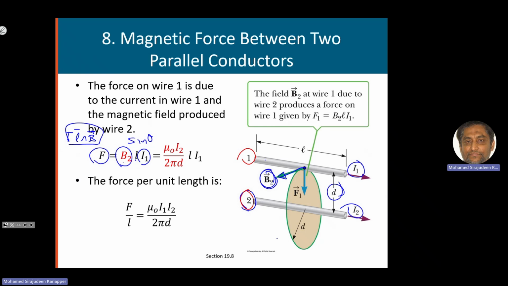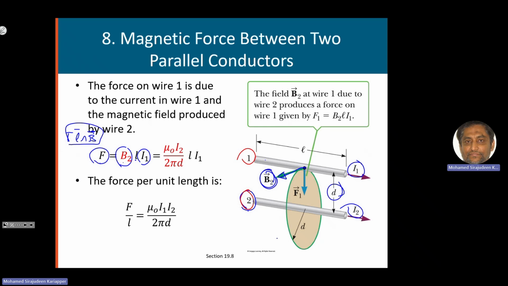Okay, not cosine. This is the I direction. This is the B direction. I and B are perpendicular. Sine 90 is 1, so this is 1. That is why it is not there. Okay, you don't have to put it.